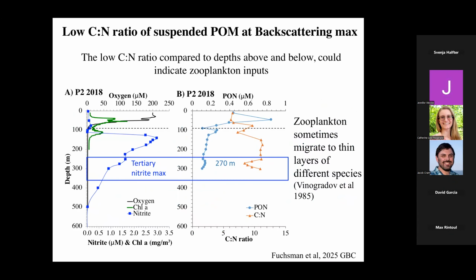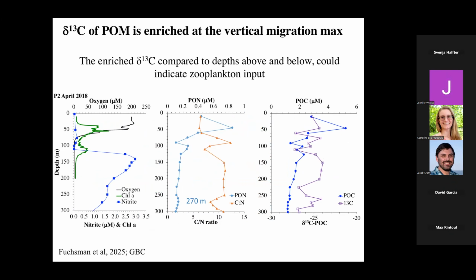Okay, so we've got low C to N ratios, and then when we move on, this is the same C to N ratios peak at 270, and we look at C13, which is here in purple, we see enriched C13, or so it's less negative.